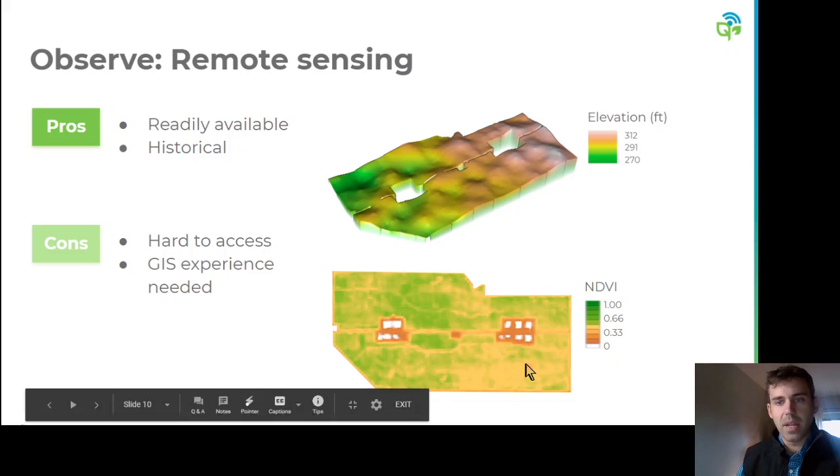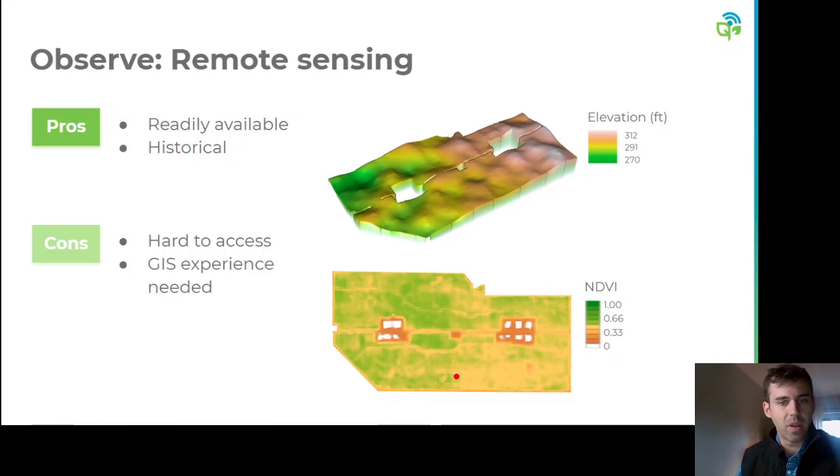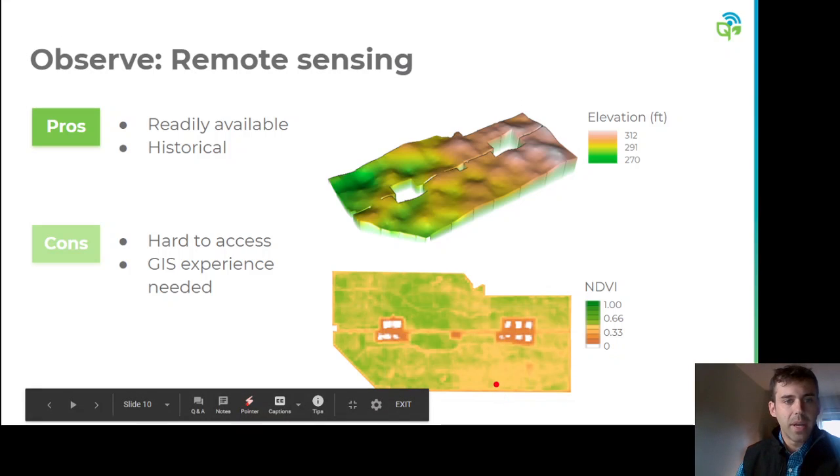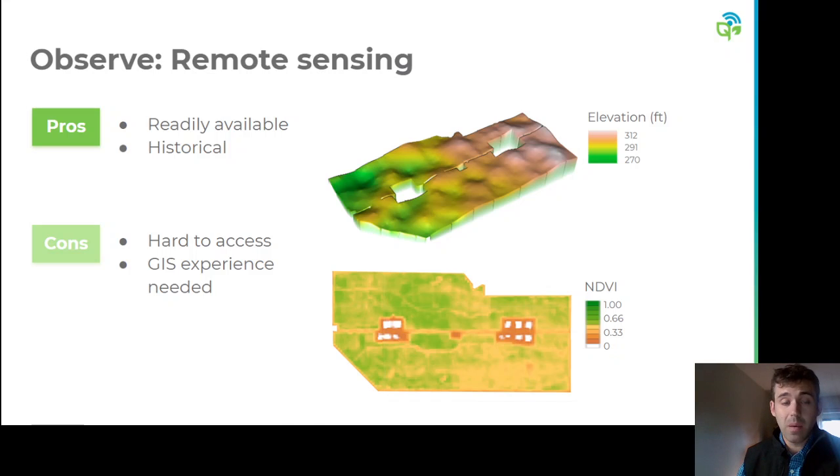And here I have the NDVI, which is a vegetation index, in which we can see that some part of the orchard has a bit bigger, or the trees have bigger canopies compared to this other one over here. In the case of this kind of information, it's really available and it's historical. So there's many years of historical data about this. But the problem might be that it's hard to access. It's not available to everyone, at least right now, and you need some GIS experience to handle the data.